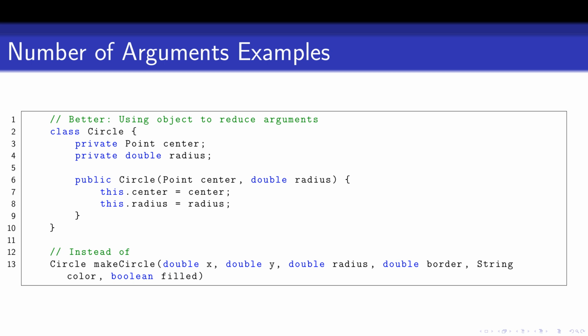This slide illustrates why too many arguments are problematic. Imagine a function designed to create a circle with parameters for x, y, radius, border, color, and filled status. Six arguments in total, leading to potential chaos. Instead, bundle related parameters into an object, like a circle class with a point and radius. Fewer arguments lead to less confusion, akin to trimming a rambling sentence into a concise phrase.